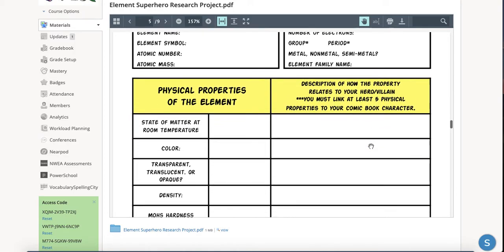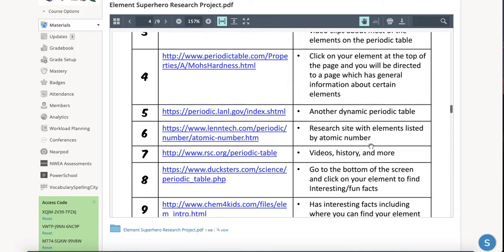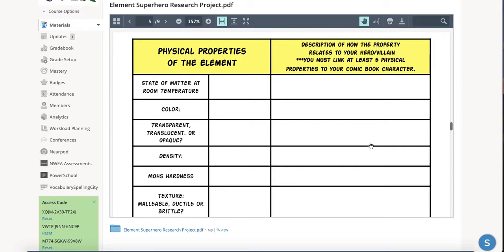So in your research, you're going to, again, click on any of these links to find out some information. I want to know what the physical properties of the element are. So what's the state of matter at room temperature? What color is it? Is it transparent, translucent, or opaque? What's the density? Mohs hardness means how hard is that element? Is it easy to scratch? Does it go into powder real easy?